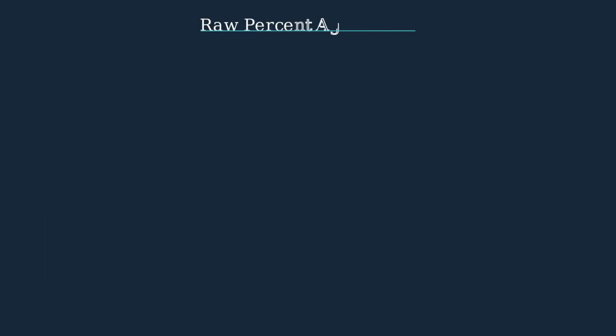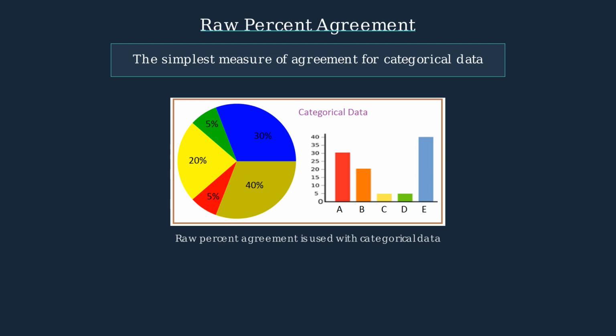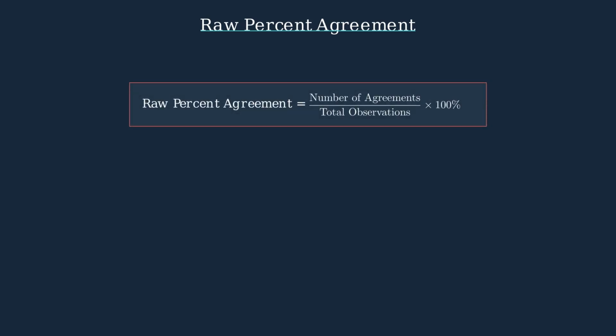Raw percent agreement is the simplest measure of agreement for categorical data. It is commonly used when analyzing categorical variables, such as shown in these pie and bar charts. The calculation is straightforward. We divide the number of agreements by the total number of observations, then multiply by 100%.